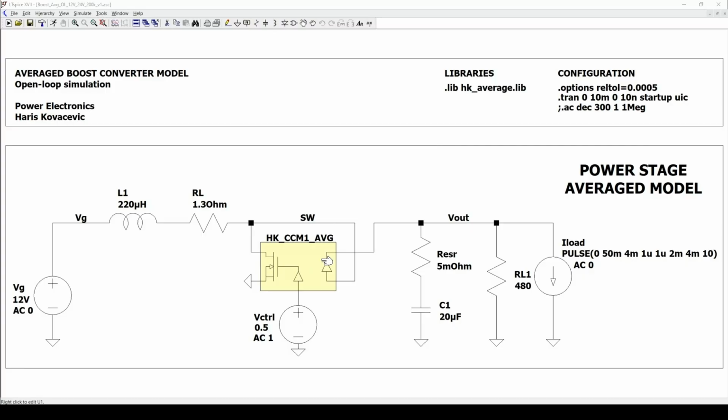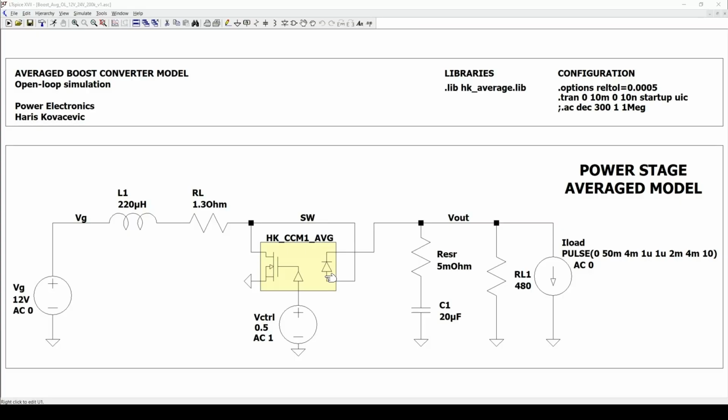Because the switch and diode are replaced with their averaged equivalents, there is no PWM ripple. The inductor and capacitor see only averaged voltages and currents. This makes the simulation extremely fast and perfect for analyzing DC gain, load transients, and small signal behavior before moving on to a switching model.